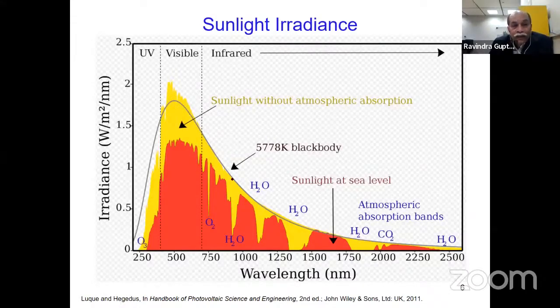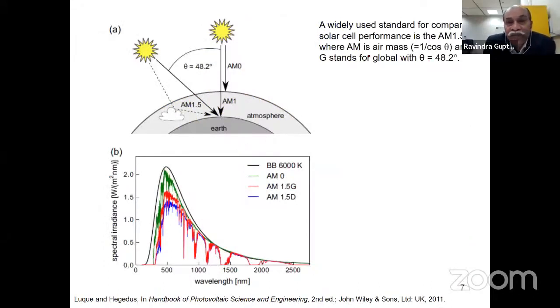you can see here, this is the black body radiation on our earth. And then this is the sunlight, that yellow color sunlight without the atmospheric absorption. At sea level, you can see this is the red color. So we want to utilize this light in the visible region, and if possible in the infrared region and UVA region. So this is the target. And you can see here we have different standards. We use AM 1.5G, meaning an angle of 48.2 degrees, for solar cell application for standardization.